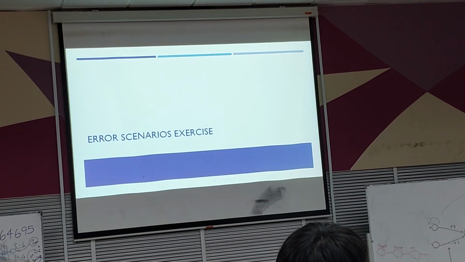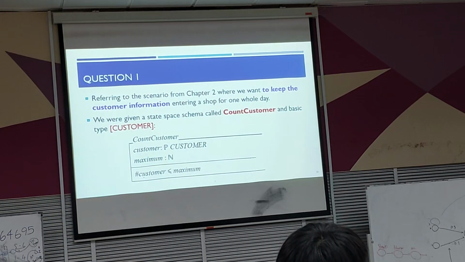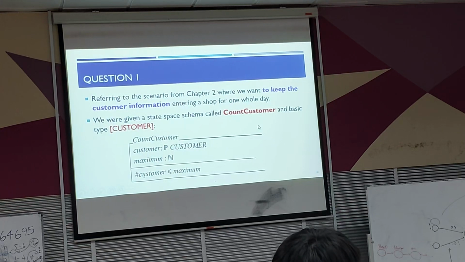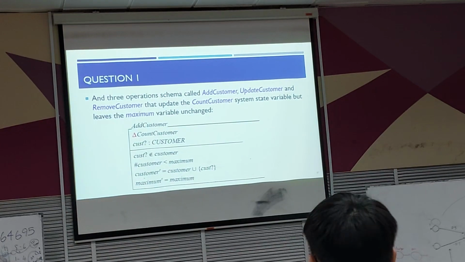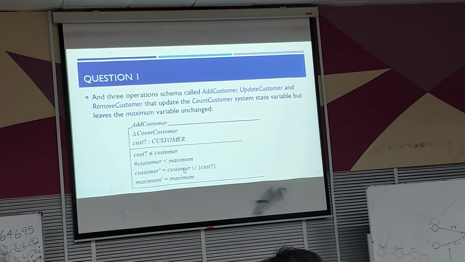So we will try to take one question from the tutorial to do this. This one is a very simple example on how to start with error scenarios for those who still have problems. I am taking from chapter 2, count customer, from last time. Here we have the state space, count customer, so you can refer back to whatever we discussed last time. And these are the operations that we did last time in chapter 2, so I will not discuss again how we did this.